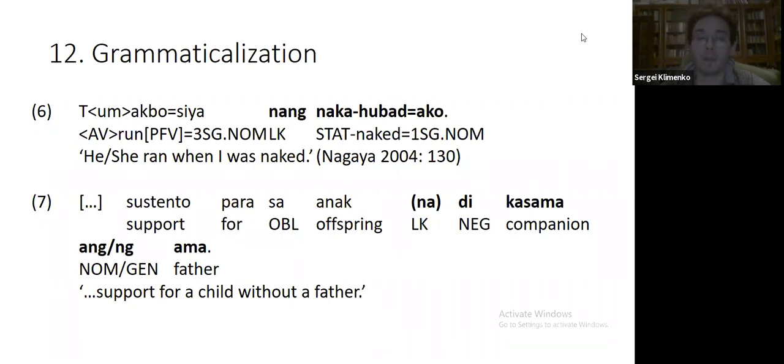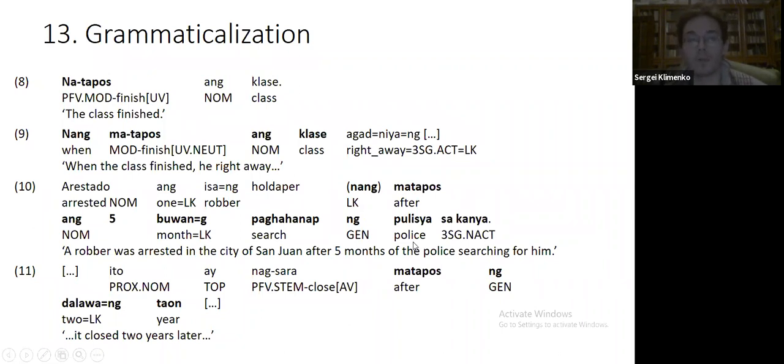And instead of using the basic marking for the subject of an adverbial clause, which is the nominative ang, we can also substitute it with the genitive marker ng. So if we imagine this construction without a linker and with the genitive marking, it doesn't seem to be different in any way from the syntax of prepositional phrases in Tagalog. And in fact, if this is grammaticalization, it follows the pattern of a well-known grammaticalization strategy in Tagalog, for example, of such prepositions like the temporal preposition matapos, which means after.